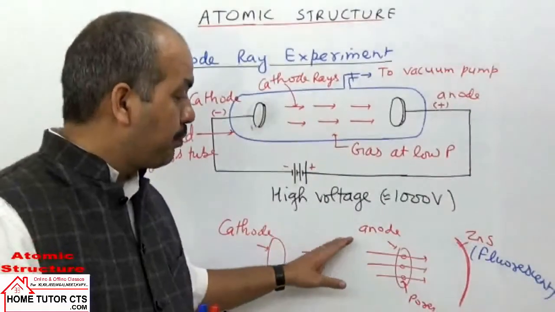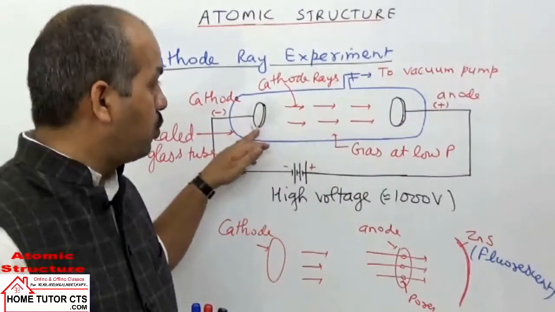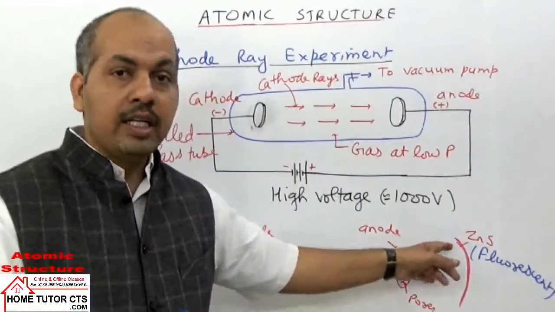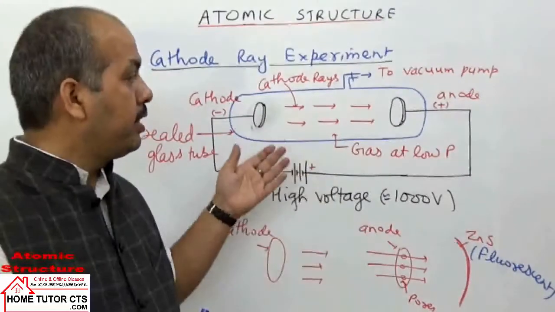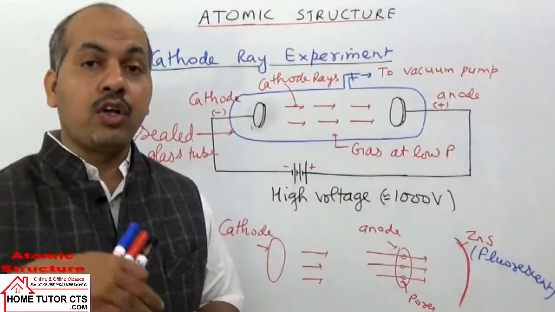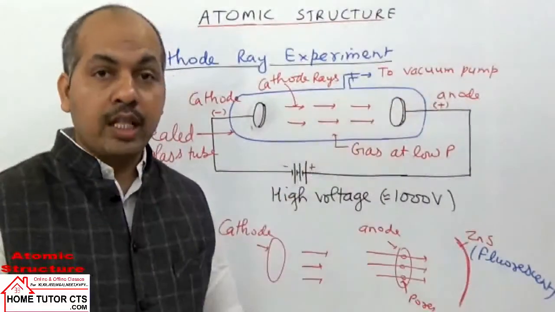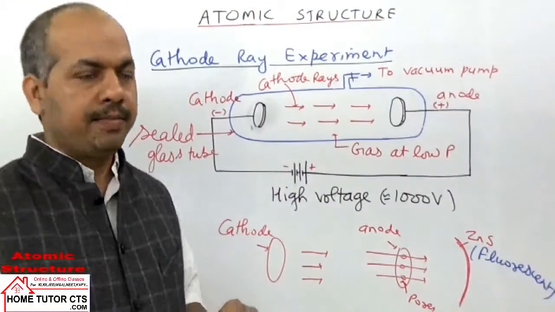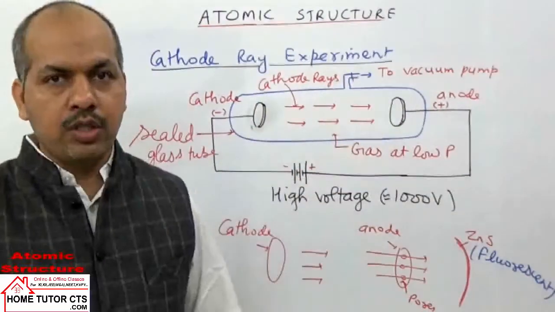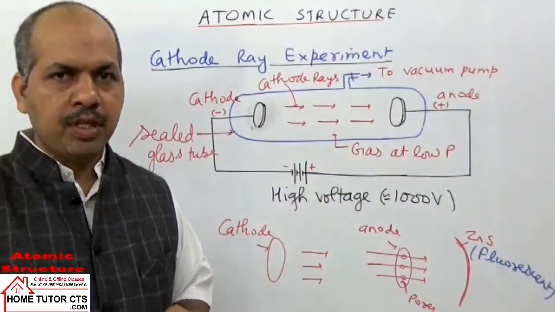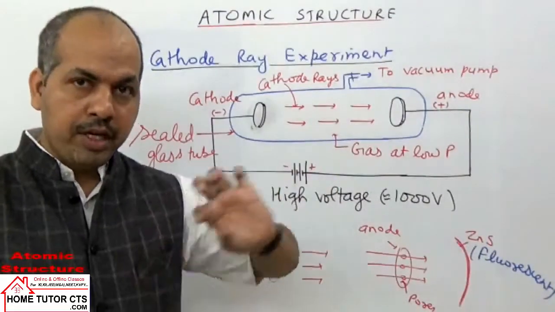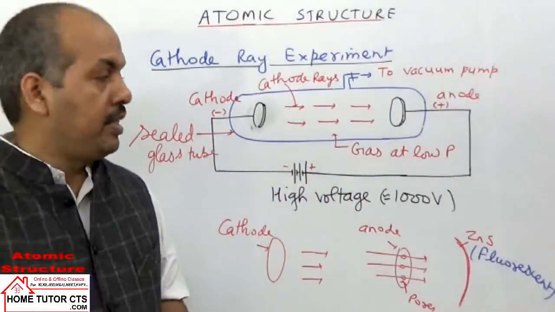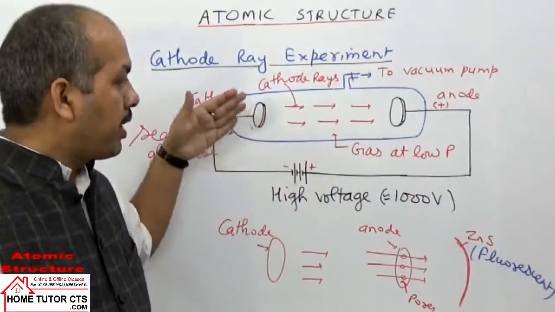When these rays, which are supposed to originate from the cathode, pass through the perforations in the anode, they strike the wall opposite to the cathode and produce a flash of light. When these rays are emitted, they also make the glass wall opposite to the cathode shine, producing a faint greenish light. That is the idea of the television picture tube. The rays are emitted, they strike the glass screen, and then the screen starts emitting light. So that is how the cathode rays are supposed to be emitted.